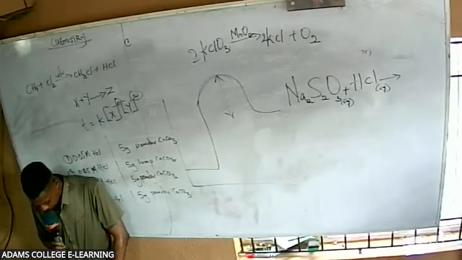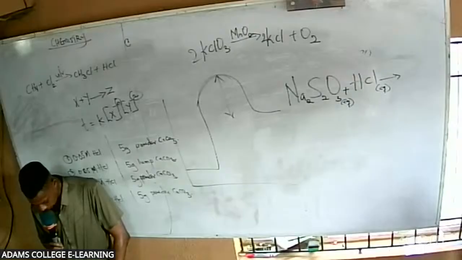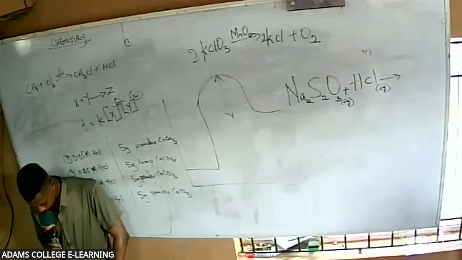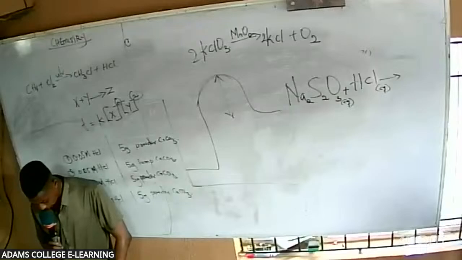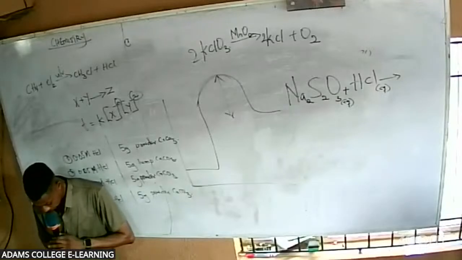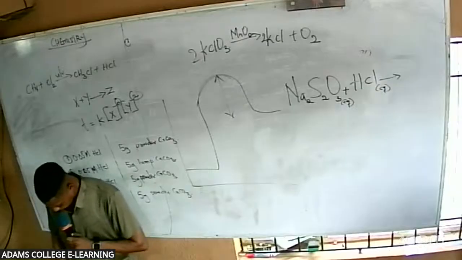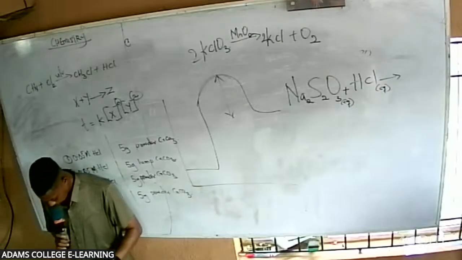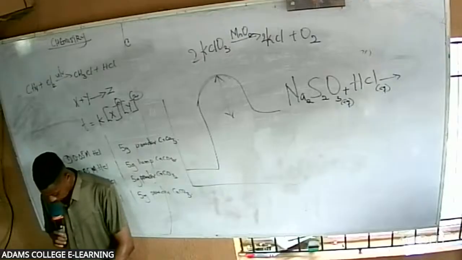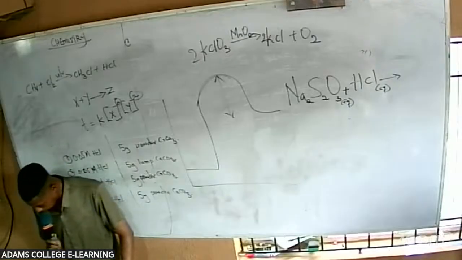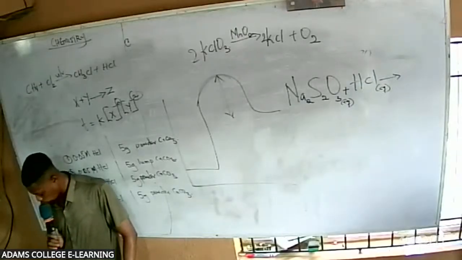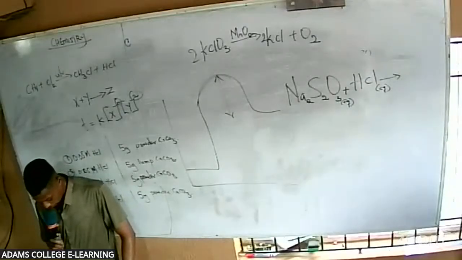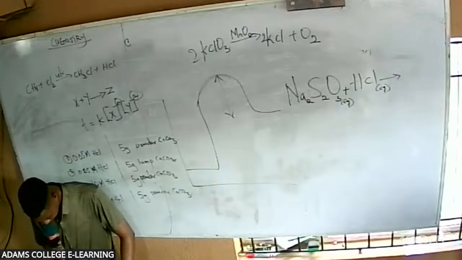Carbon exists naturally in the combined state as: option A, diamond. Option B, coal. Option C, wood. And option D, graphite. So what's going to be the answer there?